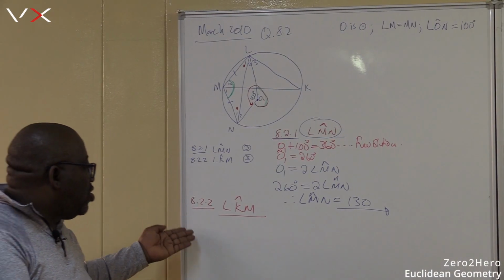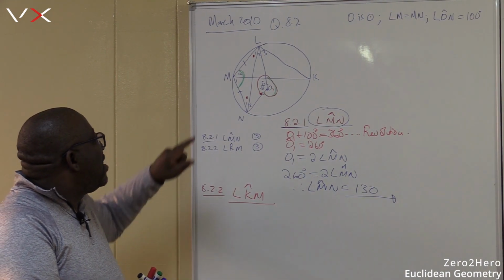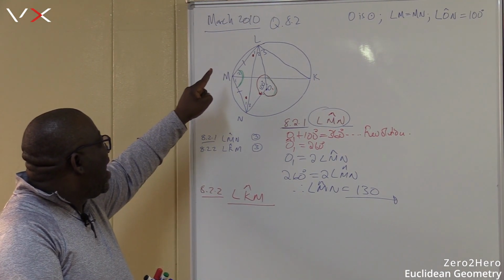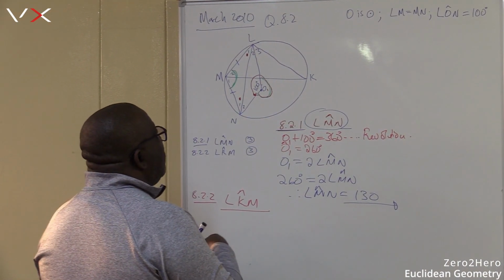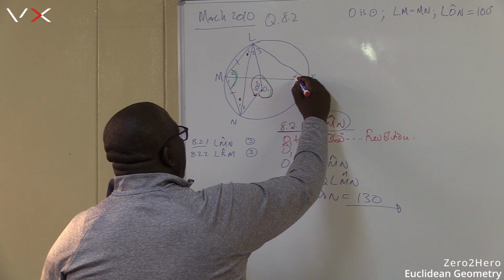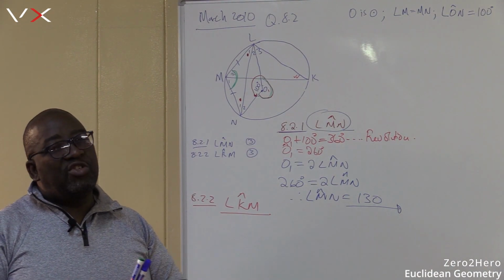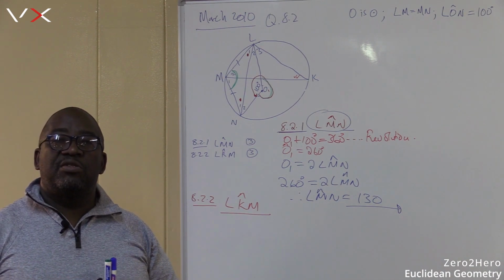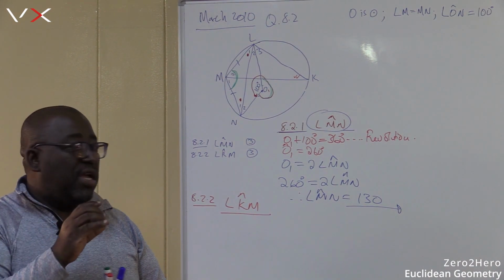If you look at 8.2.2, we're looking for the value of angle LKM. We're just looking for this angle here. We want to find the value of this particular angle. Remember what I said to you earlier on. Euclidean geometry, it's all about theorems. Don't look at the complicated diagram. Just look for the theorem you can find there.